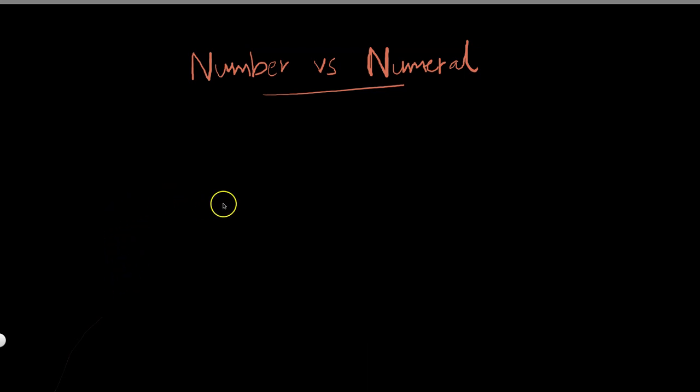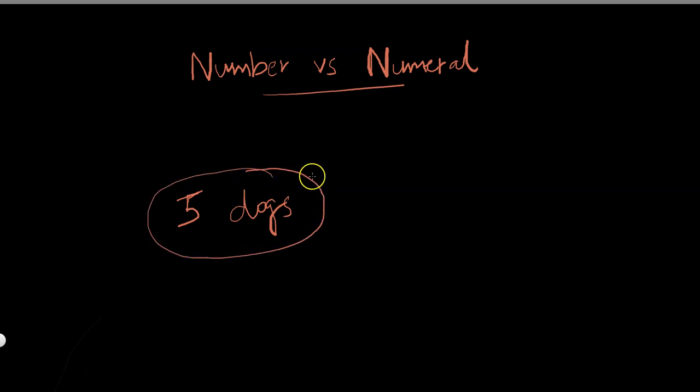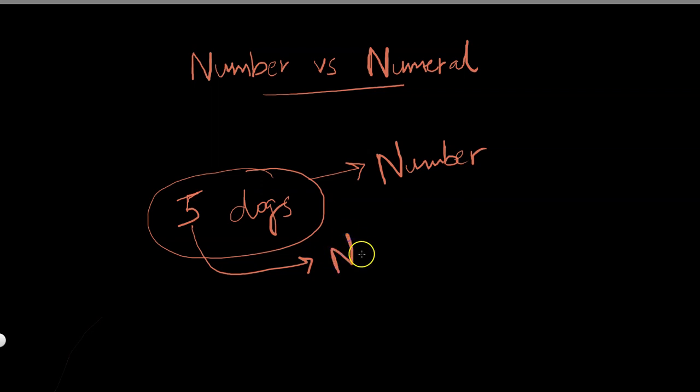Let's see an example. Imagine we are talking about 5 dogs. Okay, we have 5 dogs. Yeah, so we have 5 dogs. So this whole thing is an idea that we have 5 dogs. So this is actually a number. Okay, and this representation, this symbol here of 5 is actually a numeral.